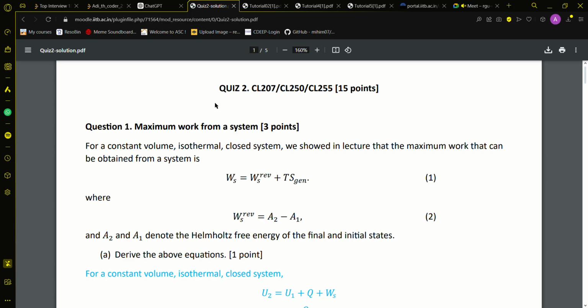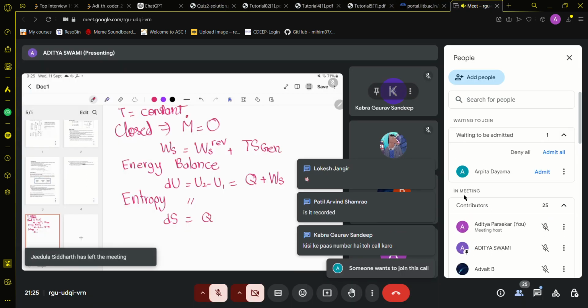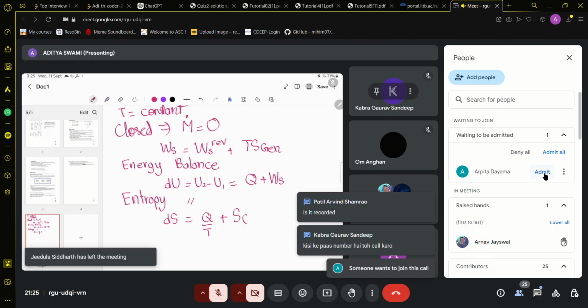Now that we know that it's a closed system, all the flow terms are going to be zero. So as we saw before, in the energy balance, the m dot into the internal energy term is going to be zero along with the flow work. So what are we going to be left with? You're going to be left with dU, which is going to be U2 minus U1. That's going to be equal to Q plus Ws. Again, the PdV term becomes zero as it's a constant volume system. So that's the energy balance. Now the next step is going to be writing an entropy balance. There, you know that dS is going to be Q by T plus S gen.